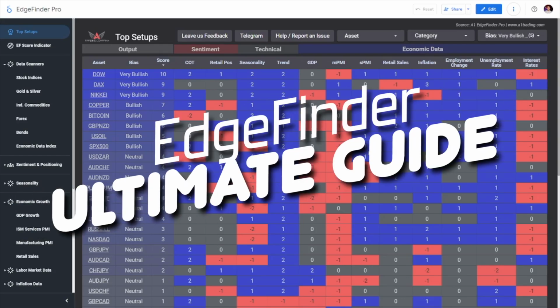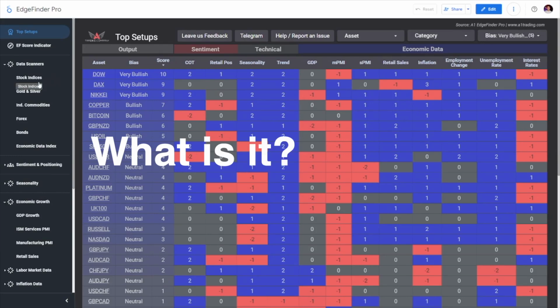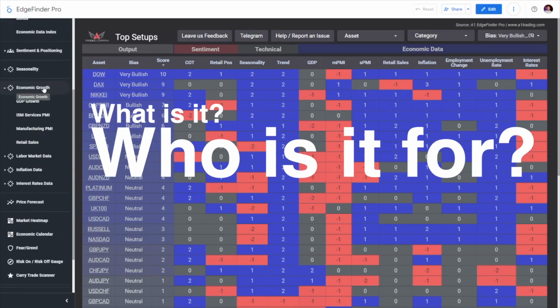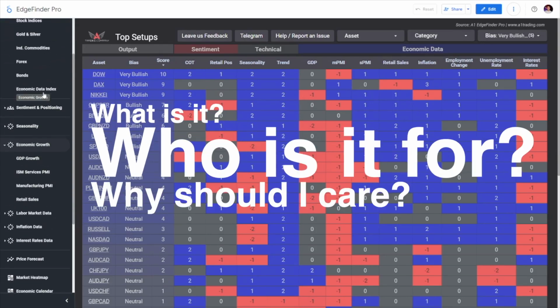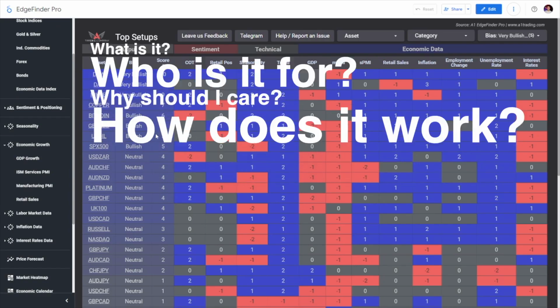This video will be the ultimate guide to the EdgeFinder Pro. We're going to talk about what the EdgeFinder is, who this tool is for, why you should care about a tool like this, and how it functions to generate trading ideas in the financial markets and to simplify fundamental analysis.